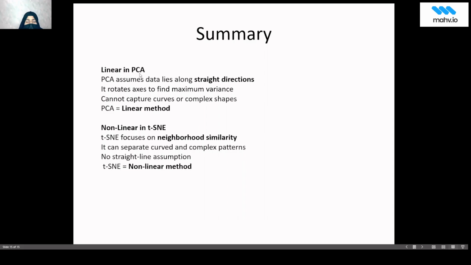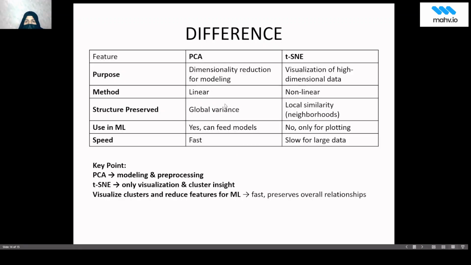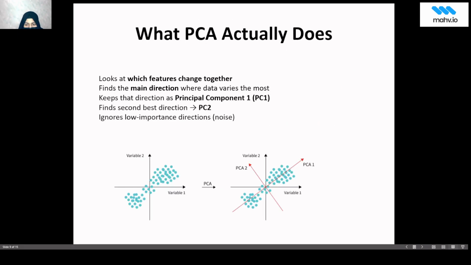Now, about the linear method: what does it mean? PCA assumes that data lies along a straight line direction. It rotates the axis to find the maximum variance, and cannot capture curves or complex shapes. So in PCA, basically data lies along a straight line. You will see here in PCA we have two angles. One is PCA one component, where data lies in a straight line, and we just shift the line. The line is rotated in such a way that all features lie along it.